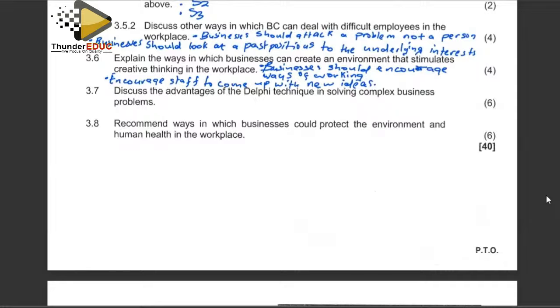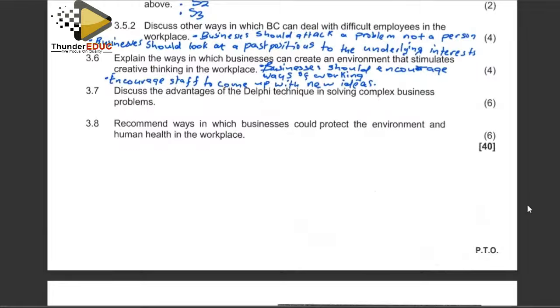Okay, right, grade 12. So now let's move on to 3.7. 3.7 reads as follows: discuss the advantages of the Delphi technique in solving complex business problems. So now, under this, remember, experts are the ones that are normally invited to solve the problem. So businesses may use a group of experts without bringing them together. And also, information received from experts can be used to solve complex business problems.